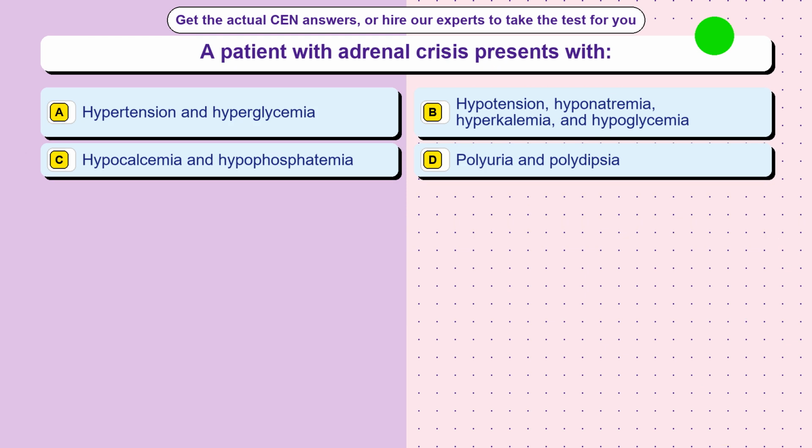Question 17. A patient with adrenal crisis presents with: Option A. Hypertension and hyperglycemia. Option B. Hypotension, hyponatremia, hyperkalemia, and hypoglycemia. Option C. Hypocalcemia and hypophosphatemia. Option D. Polyuria and polydipsia.